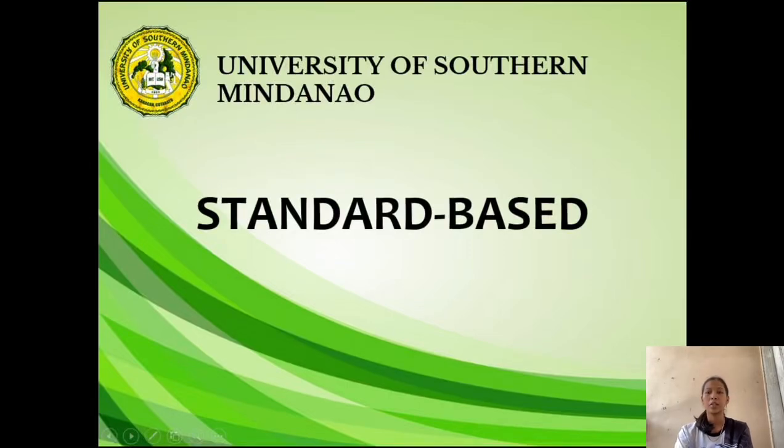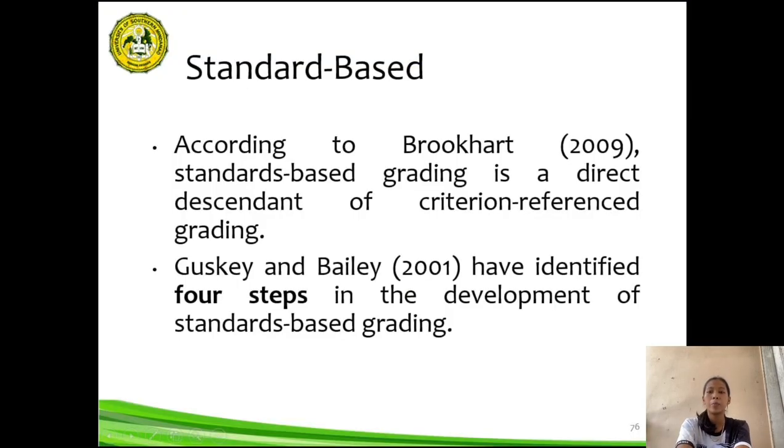Next one is the standard-based. According to Brookhart 2019, standard-based grading is a direct descendant of criterion-referenced grading. So, standard-based grading is likely similar to criterion-referenced grading. This measures how well the students meet the predetermined learning standards or yung objectives. This focuses on what the students know and what the students can do using the descriptors.